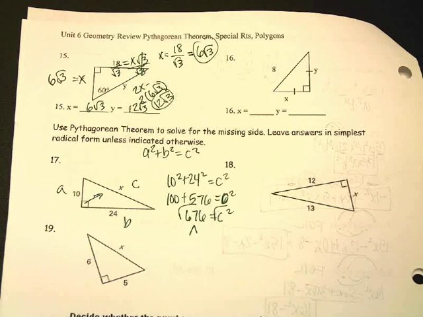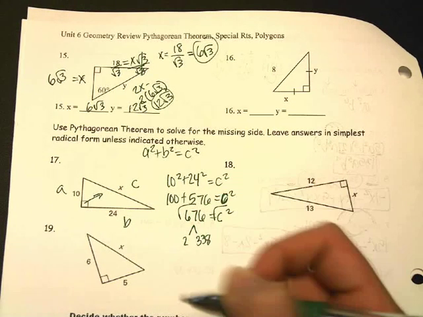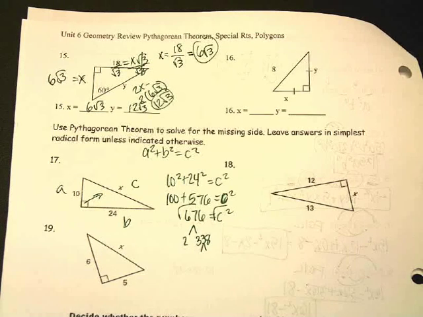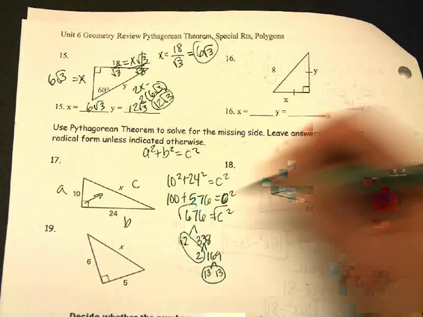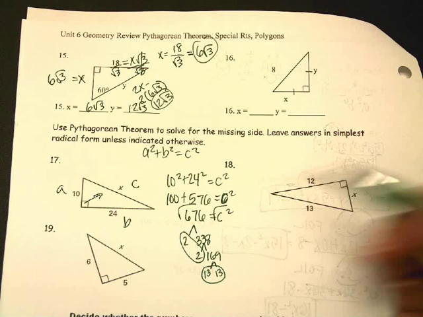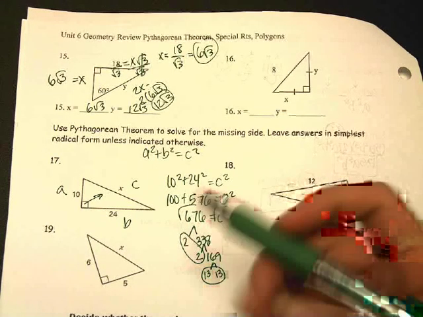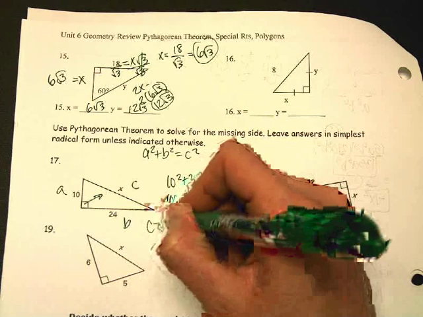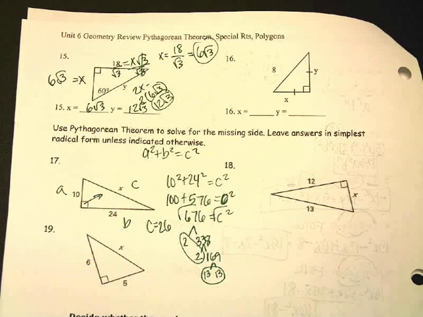Let's see. We can divide 676 by 2 to get 338. We can divide 338 by 2 to get 169. And I know 169 is a perfect square of 13 and 13. Buddies, buddies. When two groups of buddies get to break out of jail, they multiply. So 13 times 2 is 26. So C equals 26. Perfect.